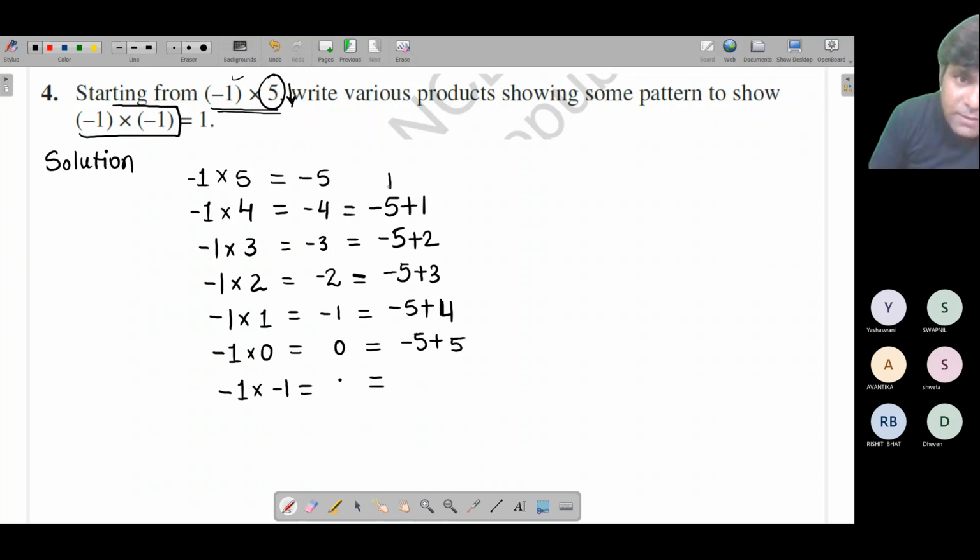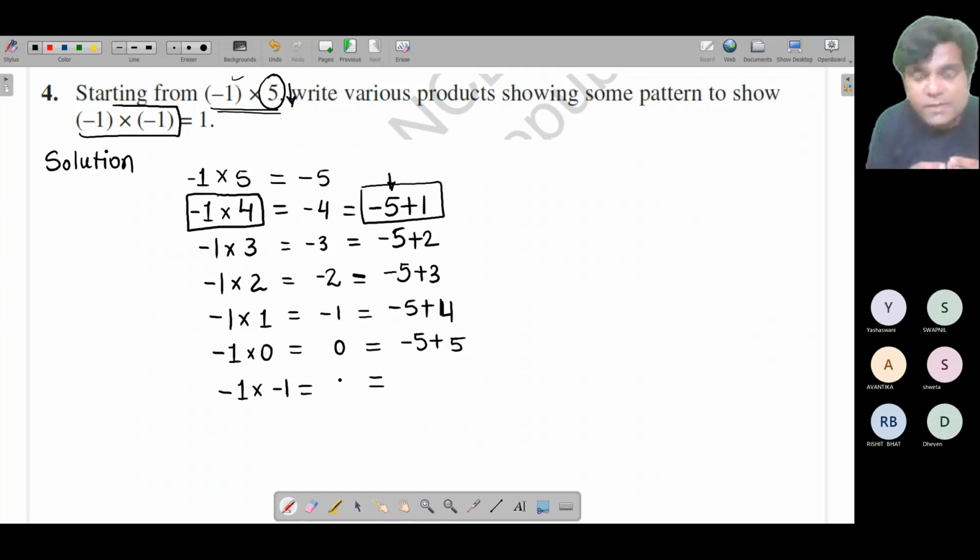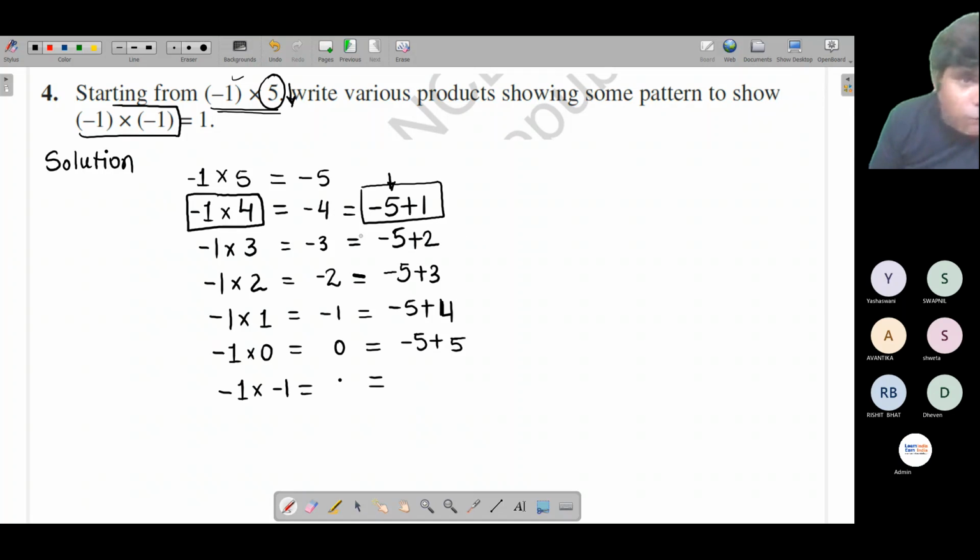In sequence, you can see here that on the left side, the first number of the addition, you are expressing this product as an addition. हम इस प्रोडक्ट को किस तरीके से एक्सप्रेस कर रहे हैं? इसे एडिशन की तरह एक्सप्रेस कर रहे हैं. Okay, we are finding the pattern of the product with the addition of the numbers. So we can write the product of -1 and 4 as the addition of -5 and 1. Similarly, the product of -1 and 3 is written as the summation of -5 and 2. Correct? We are expressing the multiplication as a sum.